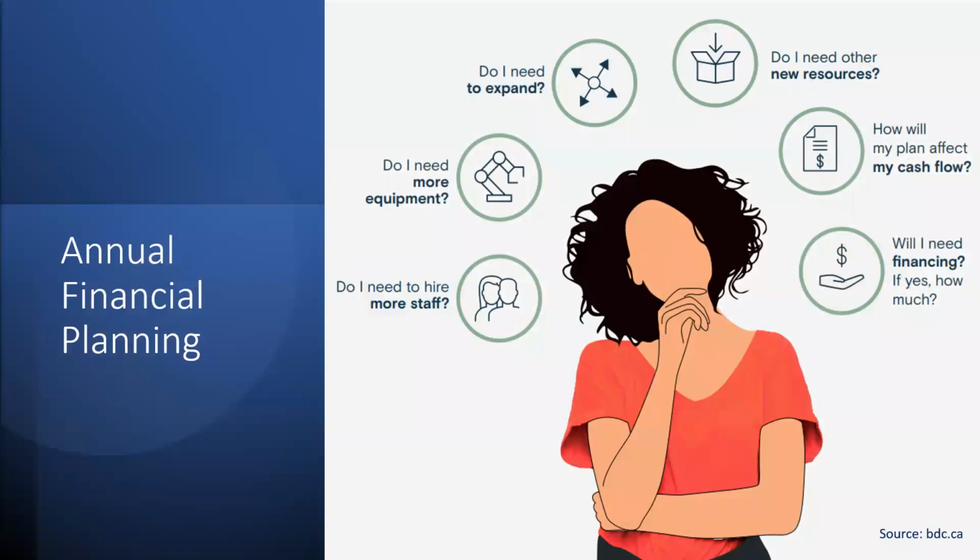So some things that you'll want to take a look at, or think about at least, when you're doing your financial planning: Do you require more staff in the next 12 months? Do you require equipment or need to renew supplies? Do you want to expand your business? Do I need other new resources? It could be technology or things like that.